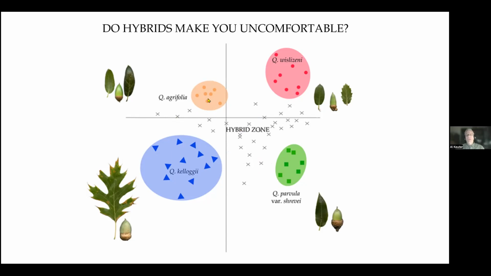Because you can hybridize between 2, 3, or 4. You can have genetic contributions from all of these different oaks, and it makes it very, very difficult sometimes to identify clearly, is this closer to that, closer to that? So please don't let hybrids make you uncomfortable.